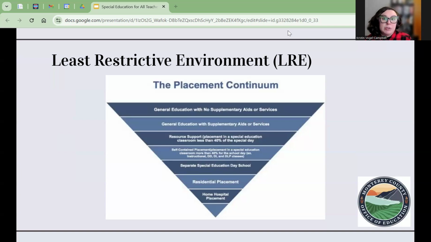These may include classroom modifications, supplemental aids and services, alternative instructional methods, among other things. If an IEP team determines that a student cannot be satisfactorily educated in a general education setting, then the team must make responsible efforts to determine the LRE for that student outside of the general education classroom.